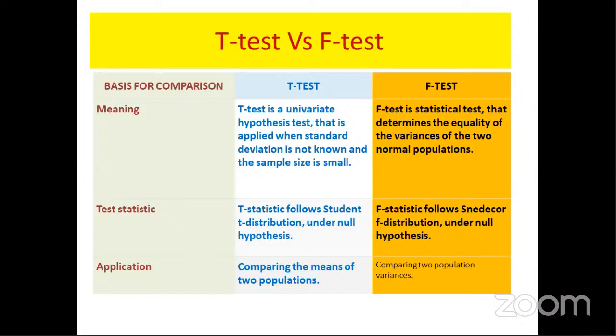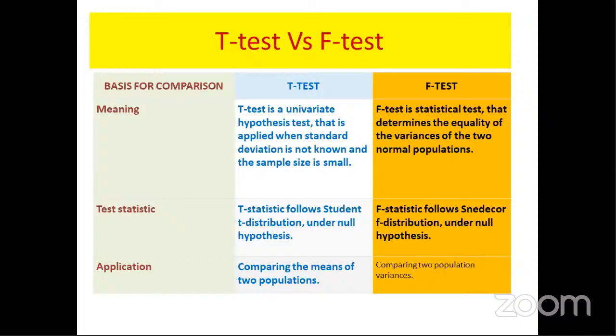So let's make a comparison between t-test and F-test. When you say t-test, the t-test is a univariate hypothesis test that is applied when the standard deviation is unknown and it is used for small samples. So again, t-test is for small samples. But I saw a certain study that made use of t-test and used a huge number of samples. So it should be z-test. Anyway, that's the point. Appropriateness.